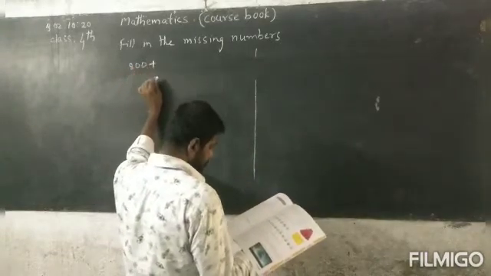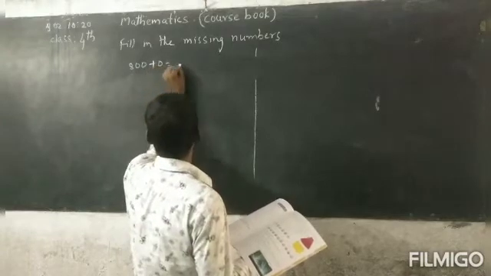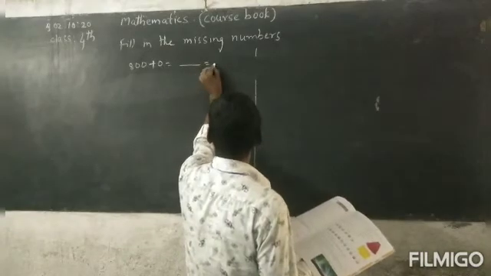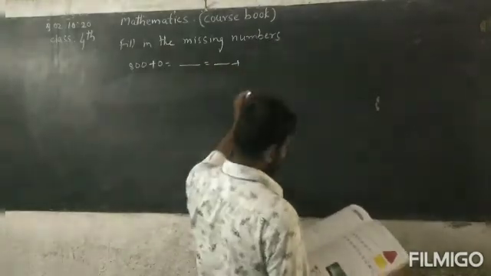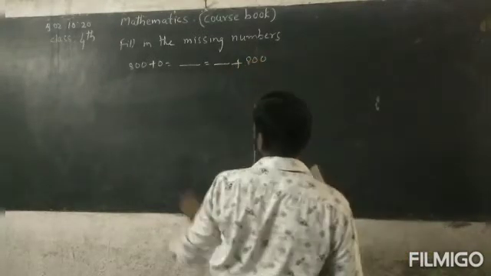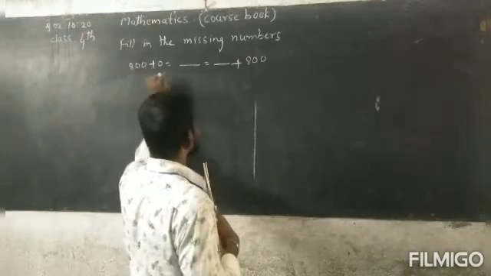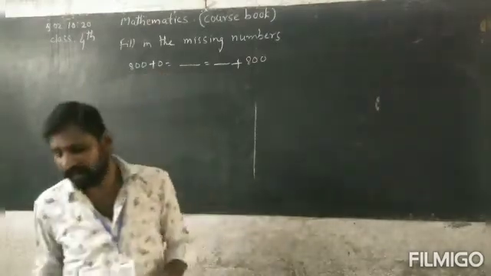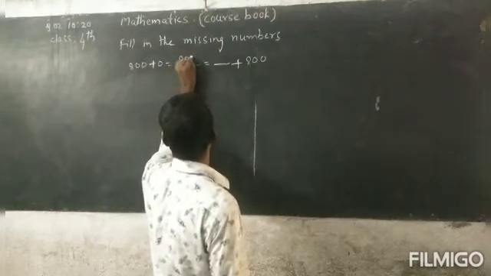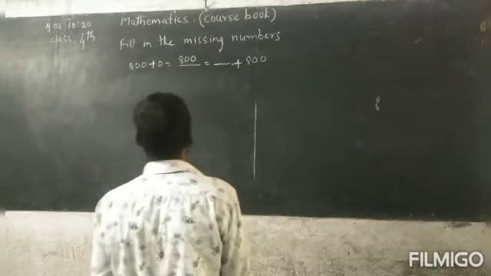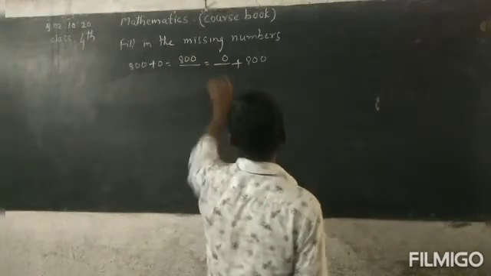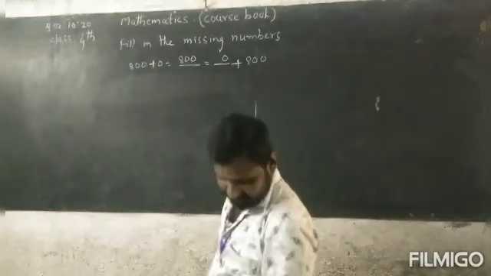Now next, 800 plus 0 is equal to dash, that is equal to dash plus 800. See here, 800 plus 0 means 0 is added to any number, you can get the same number, so you can write here 800. So here, any number plus 0 is the same number, and 0 plus any number is the same number, 800.